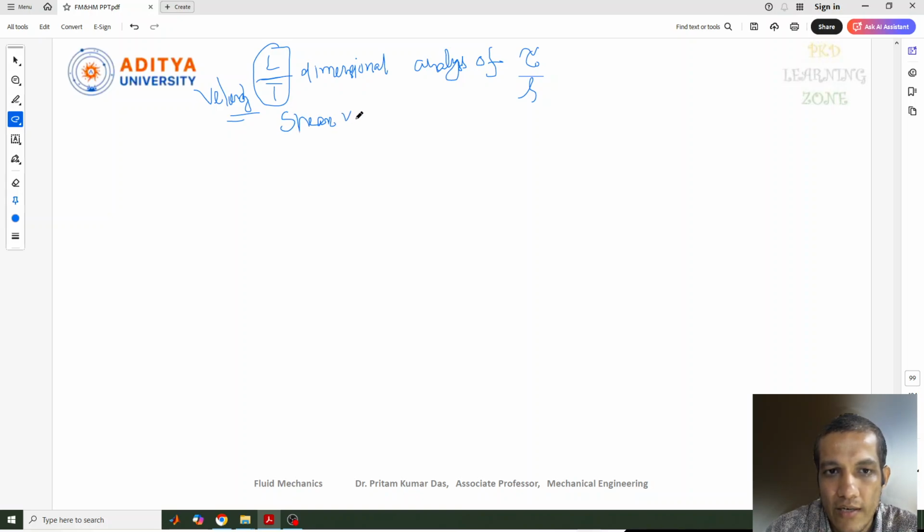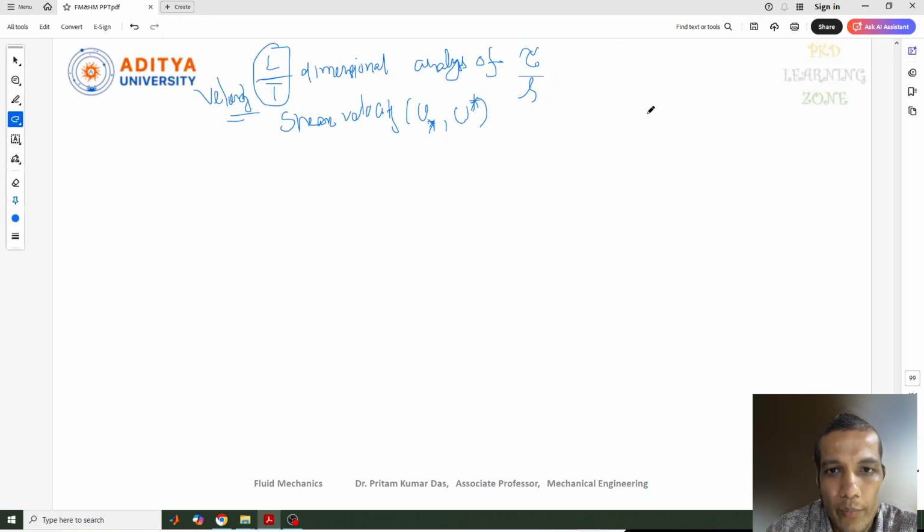This is nothing but the shear velocity, and that is denoted by u star. The u star is sometimes written like this, u subscript star, or sometimes with a superscript star. So it can be written in this way also. Okay, u star or u star, like that you can write it.